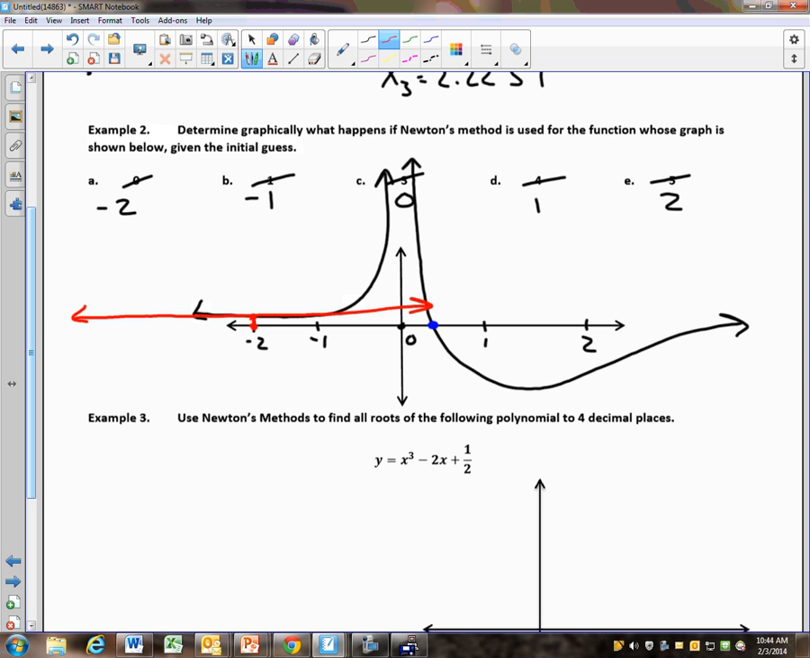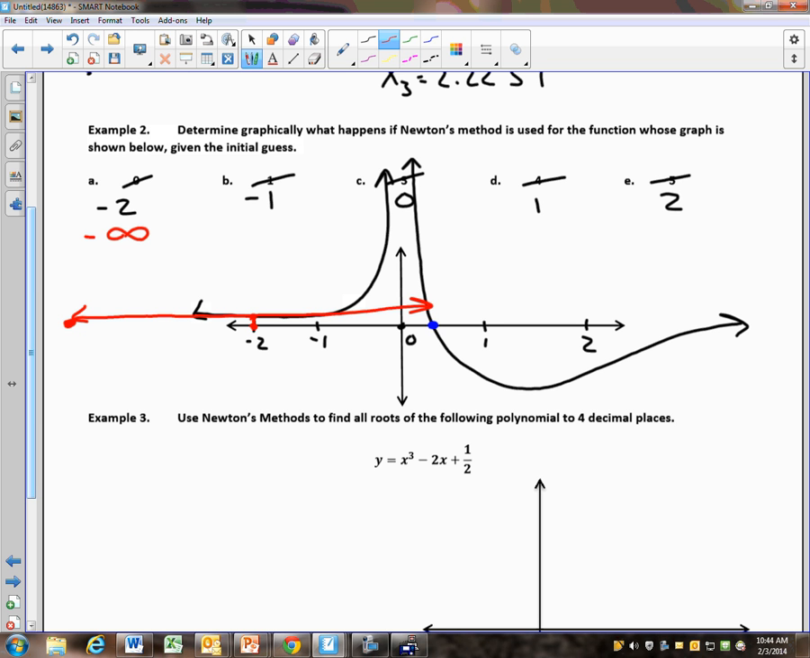The x-intercept, which would be way out here. As you continued to do that, what would your x values do? They would go to -infinity. Well, that's problematic.